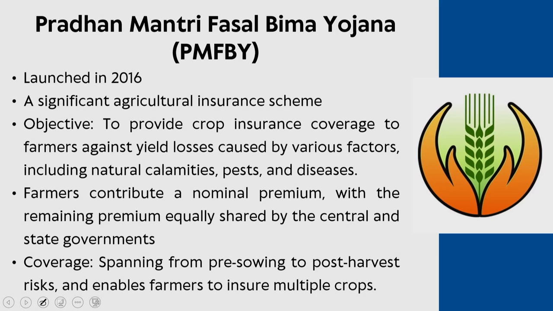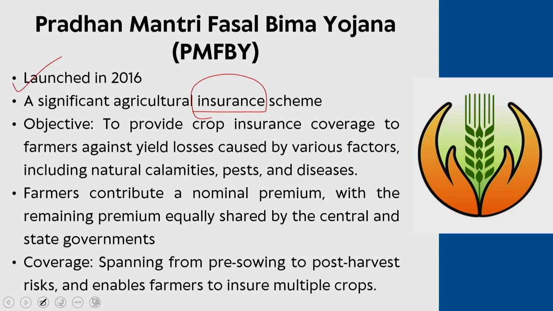Another critical yojana would be the Pradhan Mantri Fasal Bima Yojana, PMFBY, launched in 2016. It is a significant agricultural insurance scheme. Its objective is to provide crop insurance coverage to farmers against yield losses. And the yield losses could be due to various reasons. You can see in the Indian agriculture industry that there are possibilities of natural calamities. There are pest problems. There are diseases caused by pests.